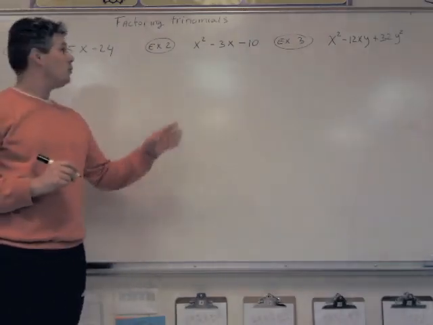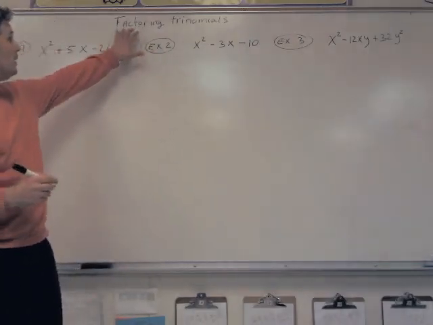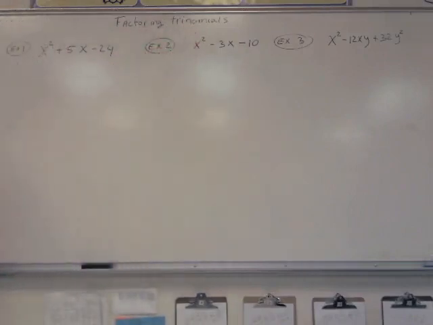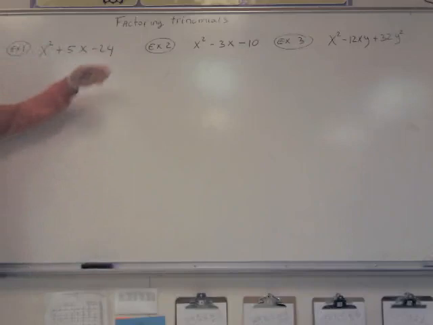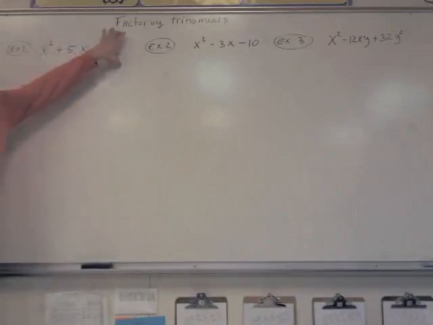Welcome. In this video we're going to explain factoring trinomials. A trinomial is an algebraic expression, in this case made out of three terms. We have an x squared, a 5x, and a negative 24. Those are your three terms. Our goal is to rewrite this as a product of two binomials.